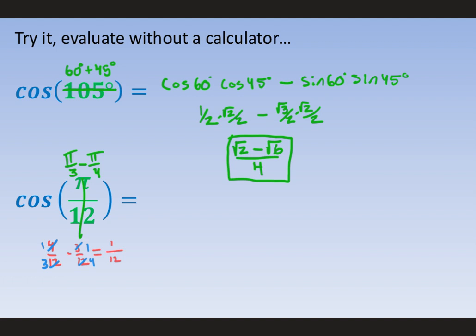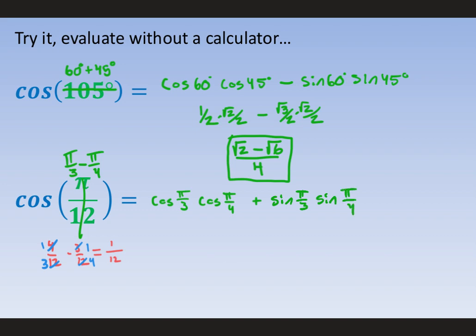Okay, so we go ahead and we rewrite it. We expand it using our identity. So we have the cosine of pi over 3 times the cosine of pi over 4 plus, because it's an opposite sign, and up here this was a minus sign, plus the sine of pi over 3 times the sine of pi over 4.